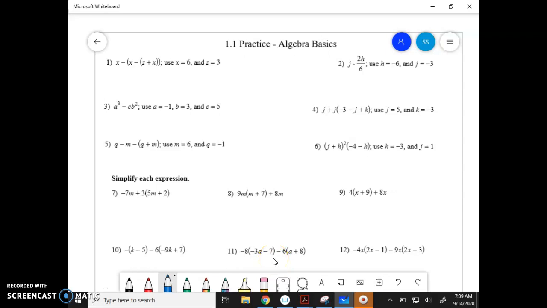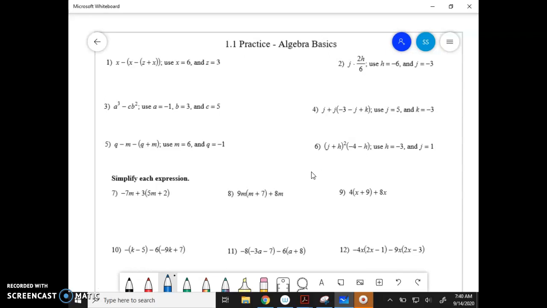Hey, just wanted to make a quick video here on the practice problems for this Basics of Algebra unit. So yeah, here we go. I don't think you'll have too much of a problem with any of these first, I don't know, 12 problems, but let's go through a couple of them.